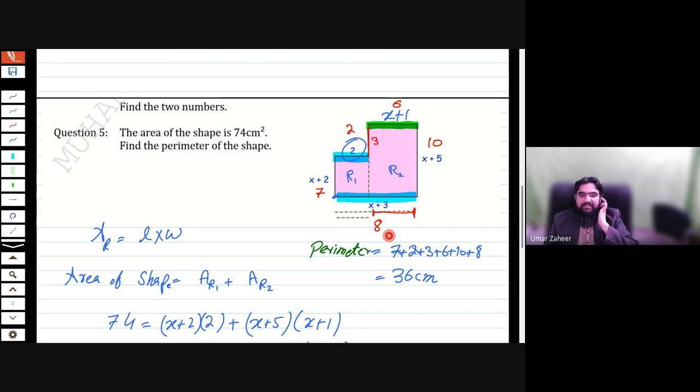So basically, with the help of the area, we are able to find the value of x. And after this one, we have to do the perimeter. Clear?